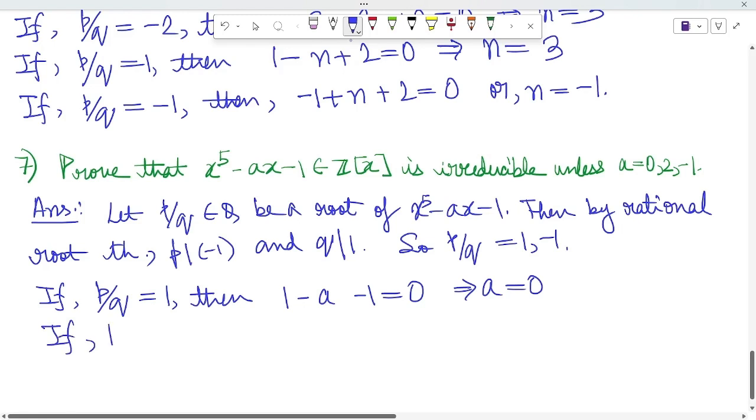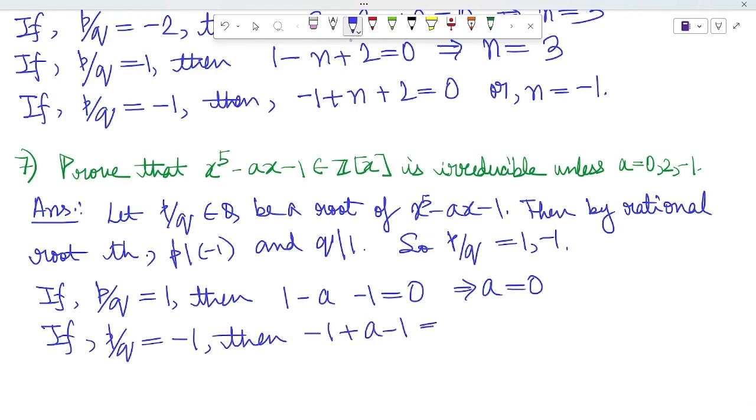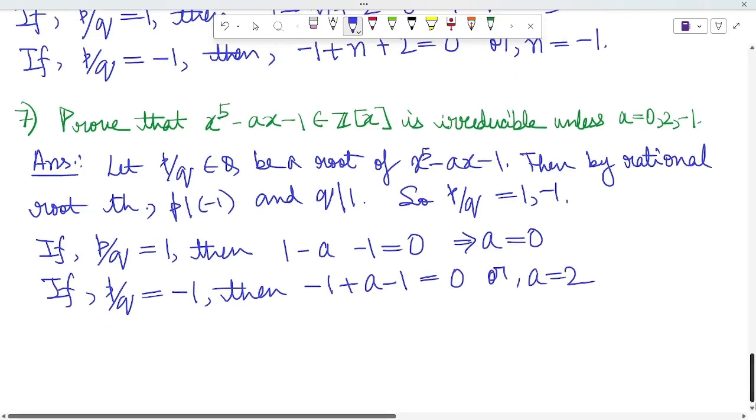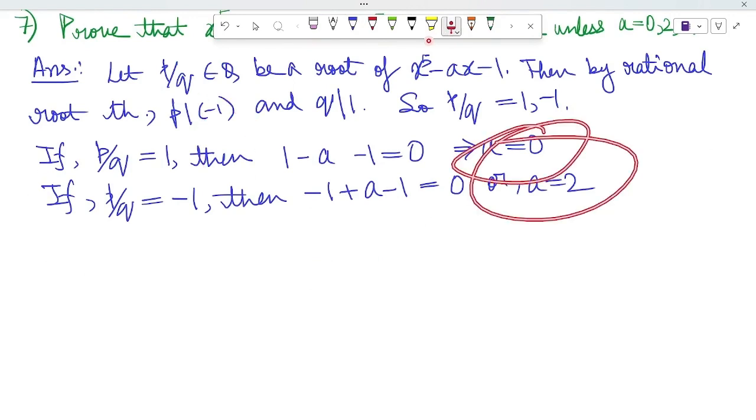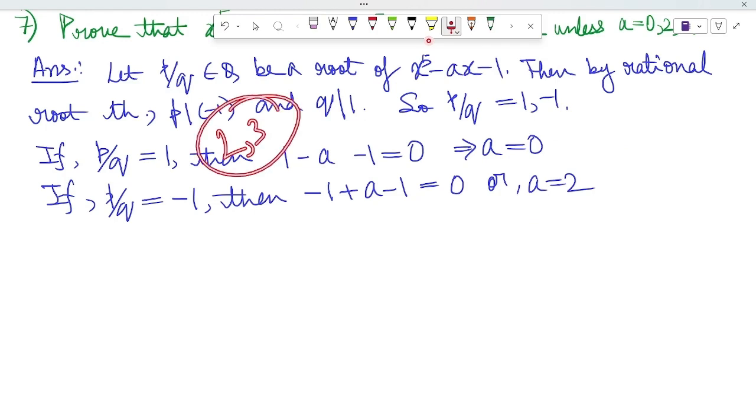If P by Q is minus 1, put minus 1 here. You will get minus 1 plus a minus 1 equal to 0, so a equal to 2. Now, from the splitting of degree 1 and 4, I can get up to this. And otherwise, if it is a degree split, it splits over two polynomials of degree 2 and 3.